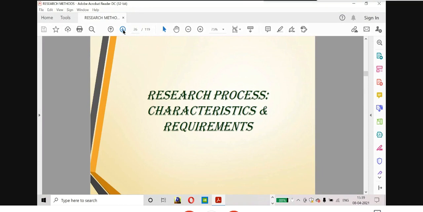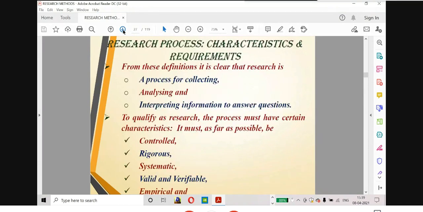Now, the next thing I will proceed to is the research process, and then the characteristics and requirements. This is very important again. Earlier we had defined what research is. So, in a nutshell, research is a process for collecting, analyzing and interpreting information to answer questions.